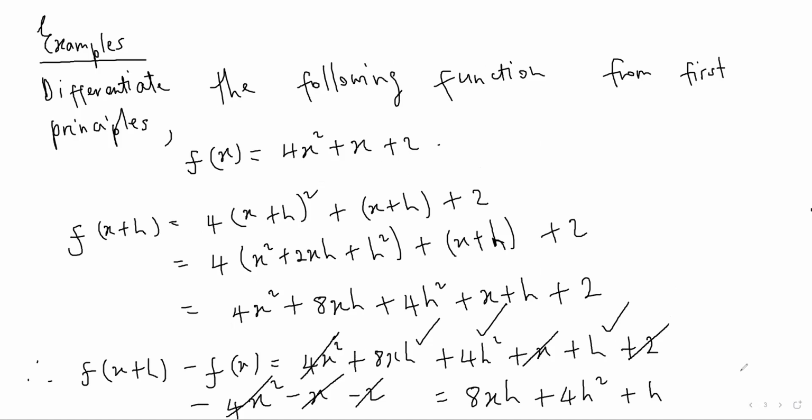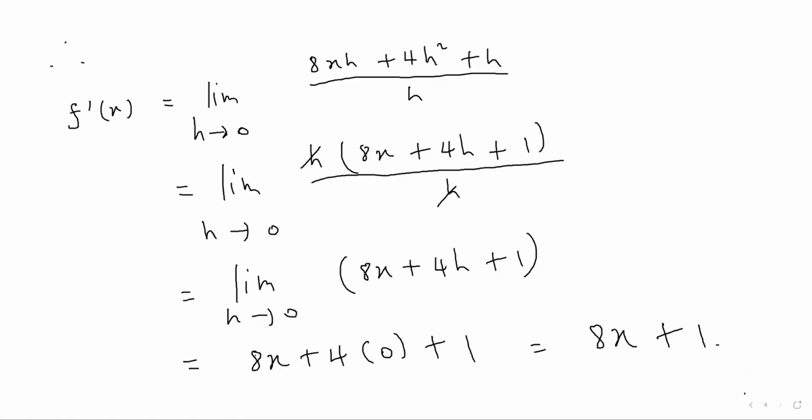We differentiate the function f of x is equal to 4x squared plus x plus 2 from first principles. We have differentiated this function from first principles. And now let's move on to the rules of differentiation.